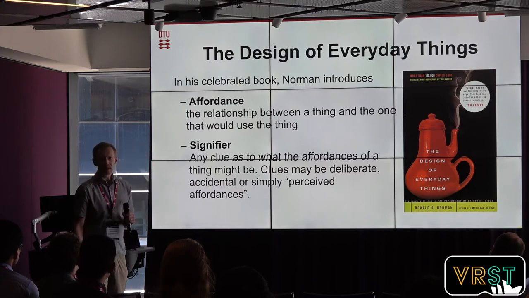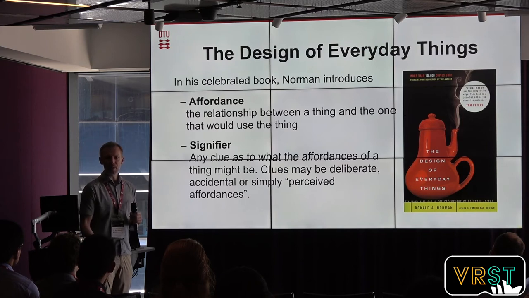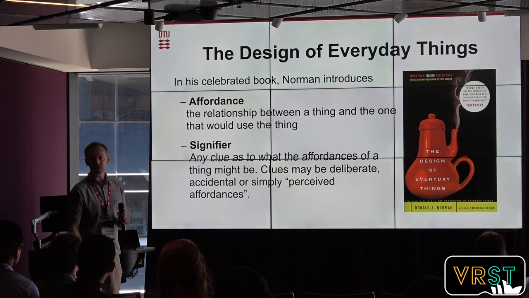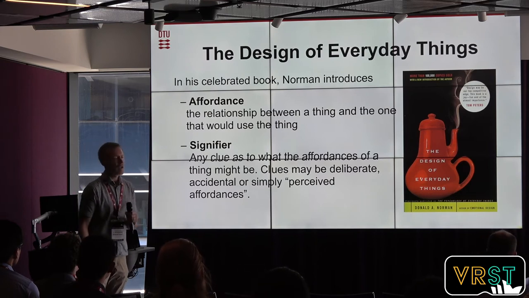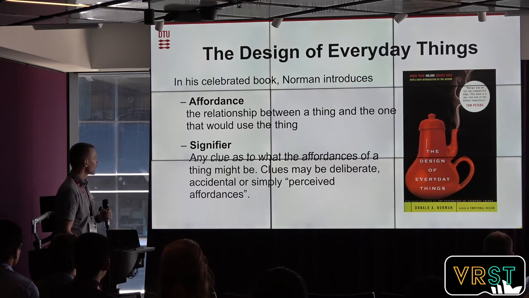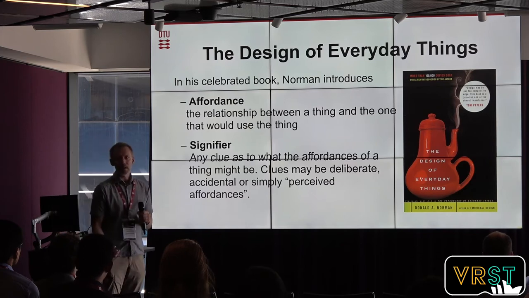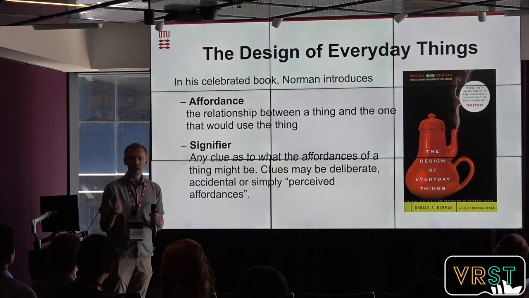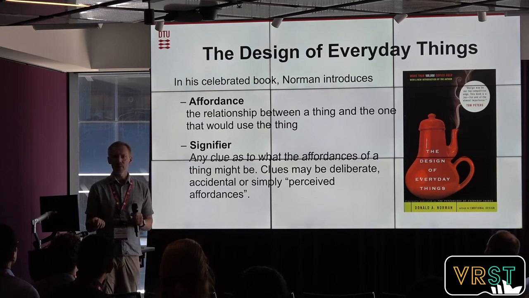But then, of course, we need another word for the things that make people know that an affordance exists. And that's signifiers. So signifiers basically is any clue as to what the affordances might be. And it could be sort of unintentional clues or perceived affordances, but it could also be clues that were put there very deliberately.